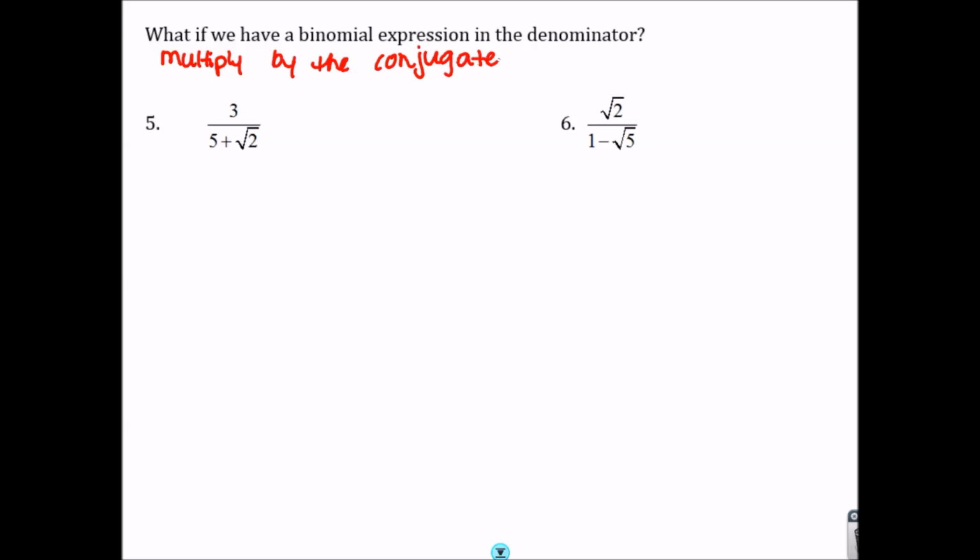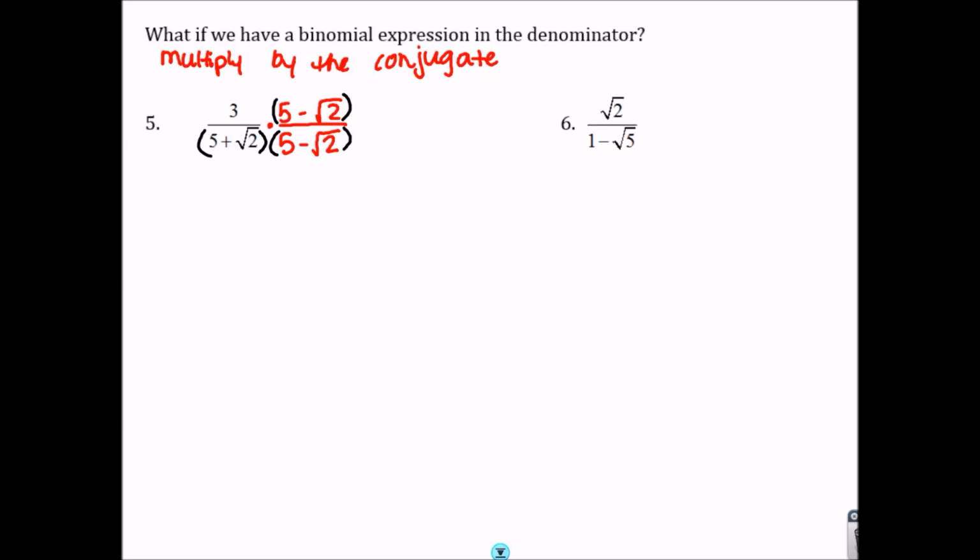You should remember what a conjugate is from earlier this year. The conjugate for 5 plus square root of 2 is 5 minus square root of 2. So we need to multiply both the numerator and denominator by 5 minus square root of 2. Now, the only thing about this is that we have to remember to distribute, so we have a little bit more work to do.